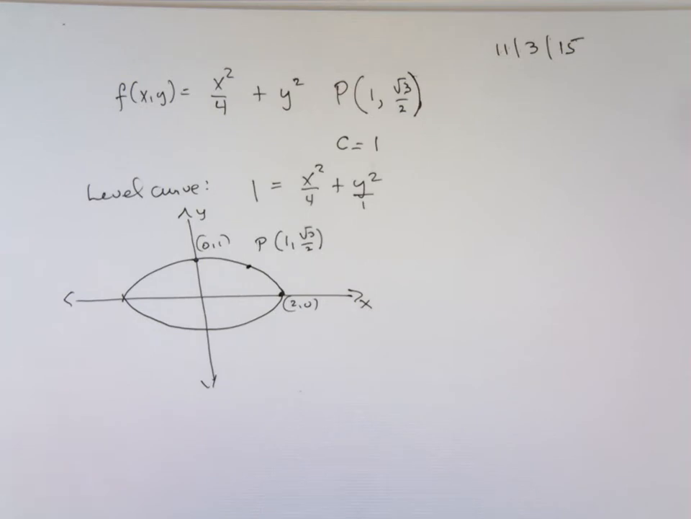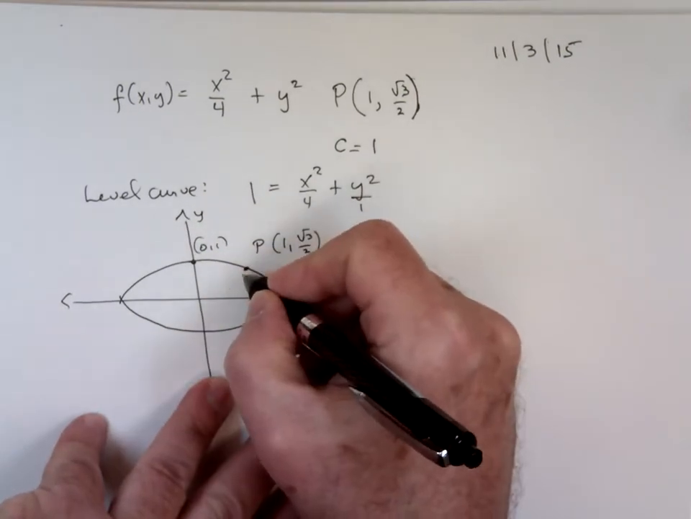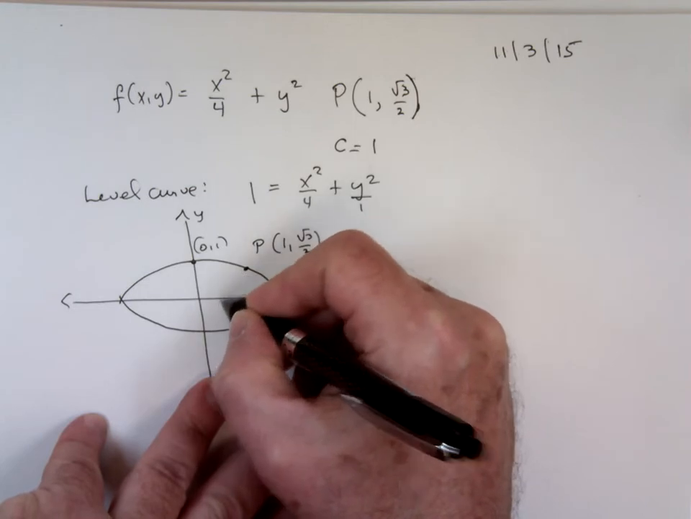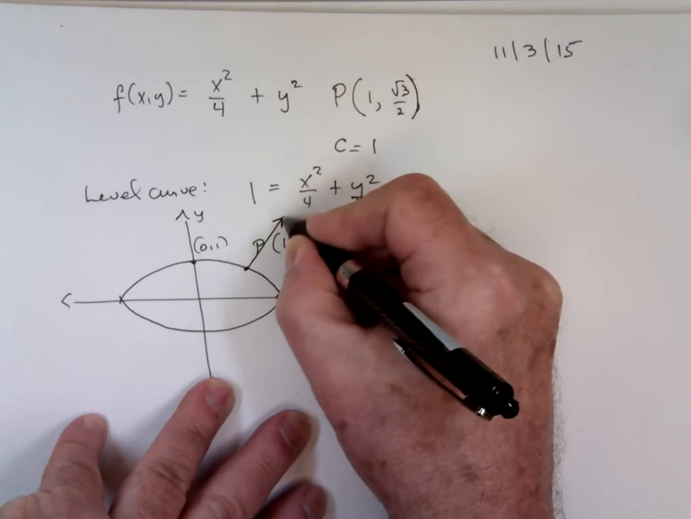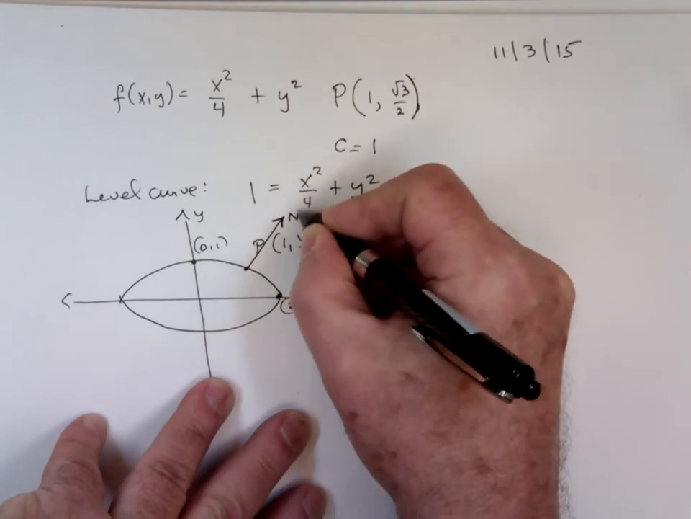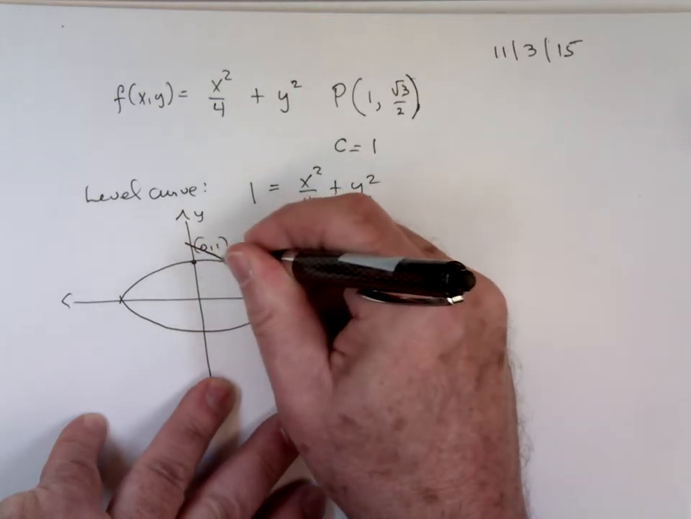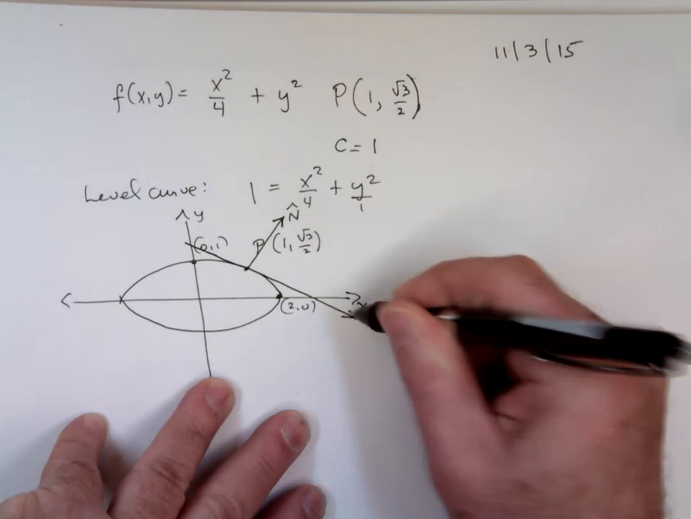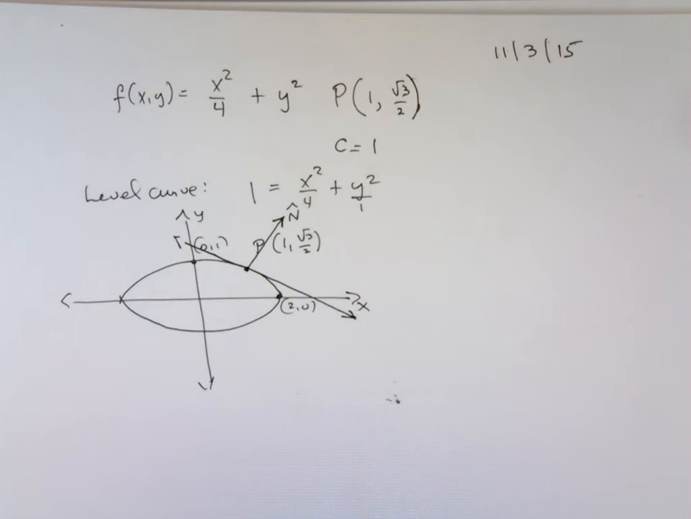Now, here's what they're asking you to do. They're asking you to find the unit normal at this point. The principal unit normal points inward. The unit normal they're looking for is the one that points outward. They want this unit normal, and then they want the equation of the tangent line to that level curve at this point. That's what they want you to do. So that's why I figured maybe I should do it in class, because this could be a little bit tricky.